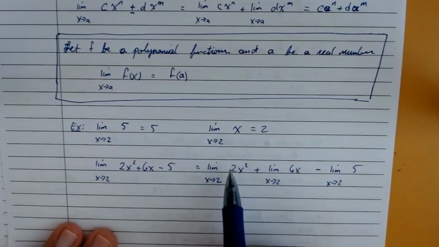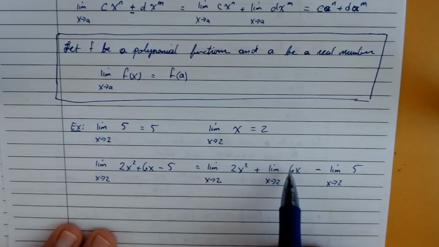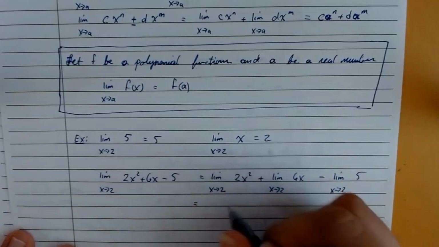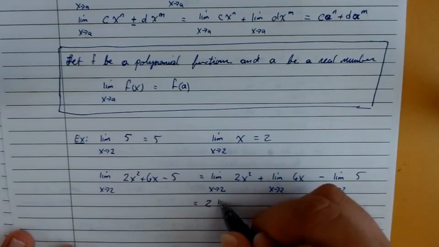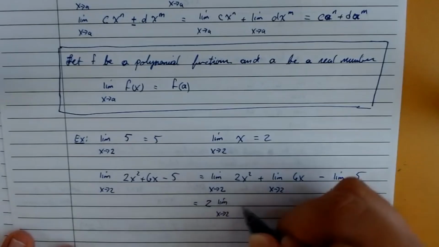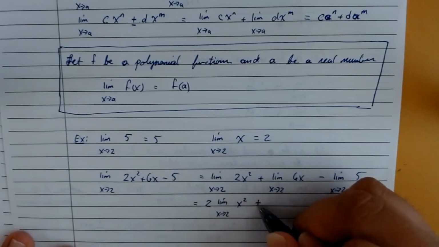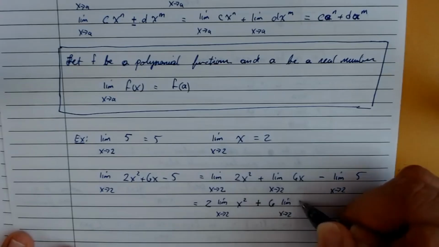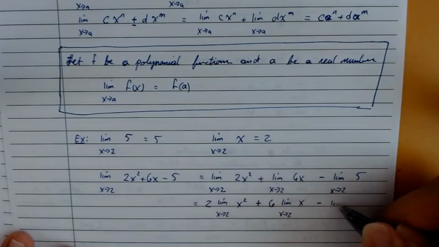Notice that the other part of linearity tells me that if I have a constant, I can always pull that out. If I'm taking the limit of a constant times a function, I just pull the constant out, take the limit of the other part, and then multiply by c at the end. So right here, I can pull the 2 out, so that's going to be double the limit as x approaches 2 of x squared, plus 6 times the limit as x approaches 2 of x, minus the limit as x approaches 2 of the number 5.